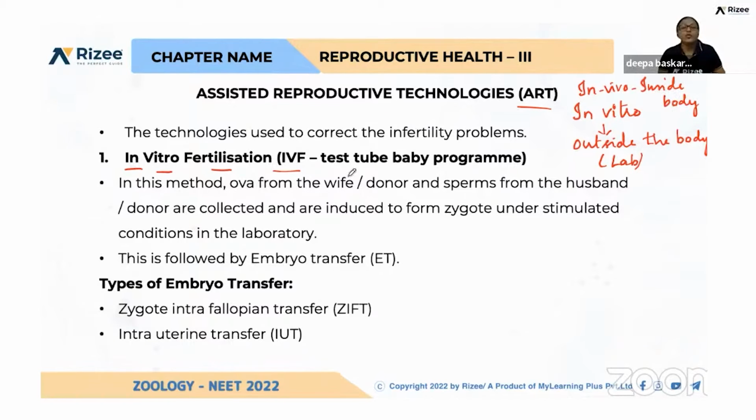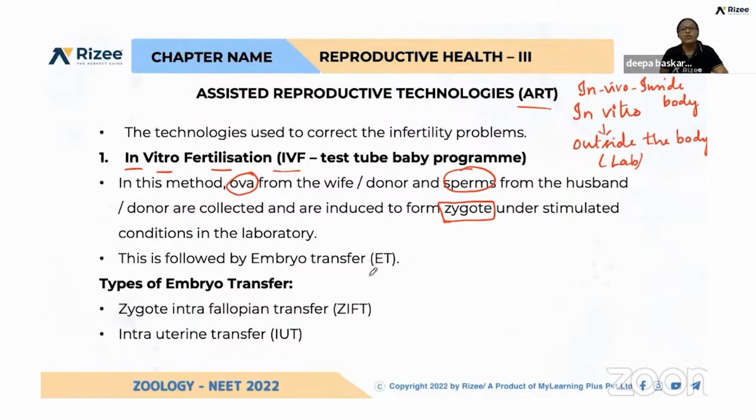So here, in this method, we are going to collect the egg from the female and sperm from the male, and we are going to provide all the fertilization environment in the lab, and we are producing the zygote. The egg is drawn out from the female body, and sperms, after ejaculation, are collected from the male, and ova and sperms are fused together in laboratory conditions. So this is called in vitro fertilization. Outside, we carry out the fusion of gametes artificially in the lab.